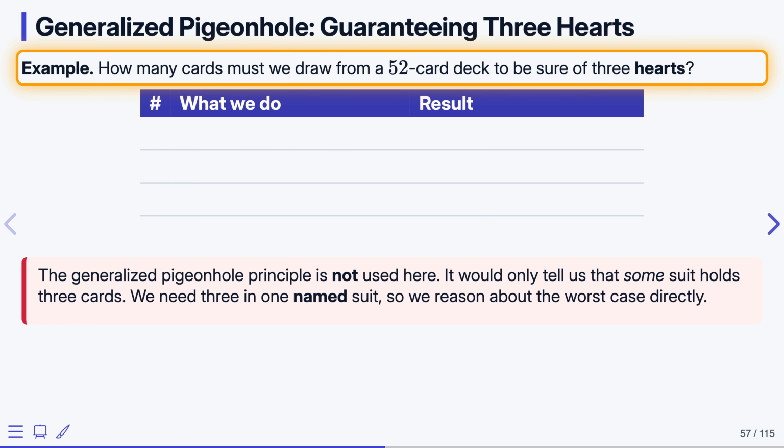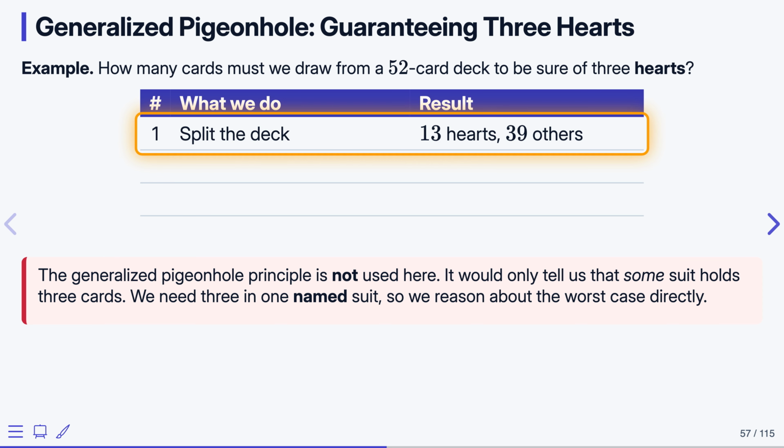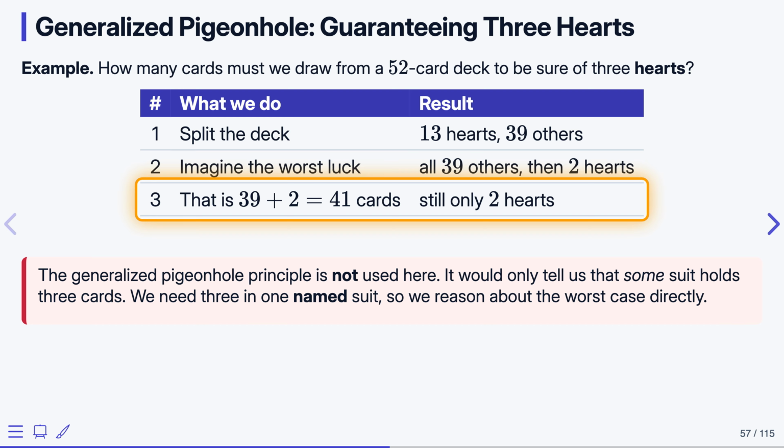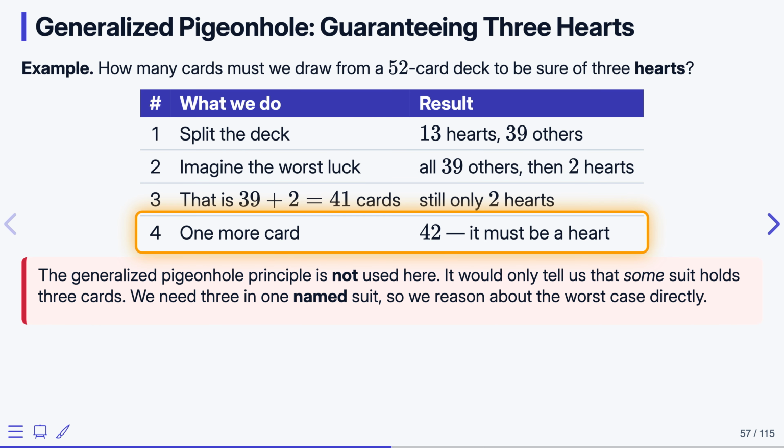Now a question that looks the same but is not. How many cards must we draw to be sure of 3 hearts? Step 1. Split the deck. 13 cards are hearts and 39 are not. Step 2. Imagine the worst luck you could have. You draw every card that is not a heart first, then 2 hearts. Step 3. That is 39 plus 2, which is 41 cards, and you still hold only 2 hearts. Step 4. Draw 1 more. The deck has nothing left but hearts, so card 42 is a heart.